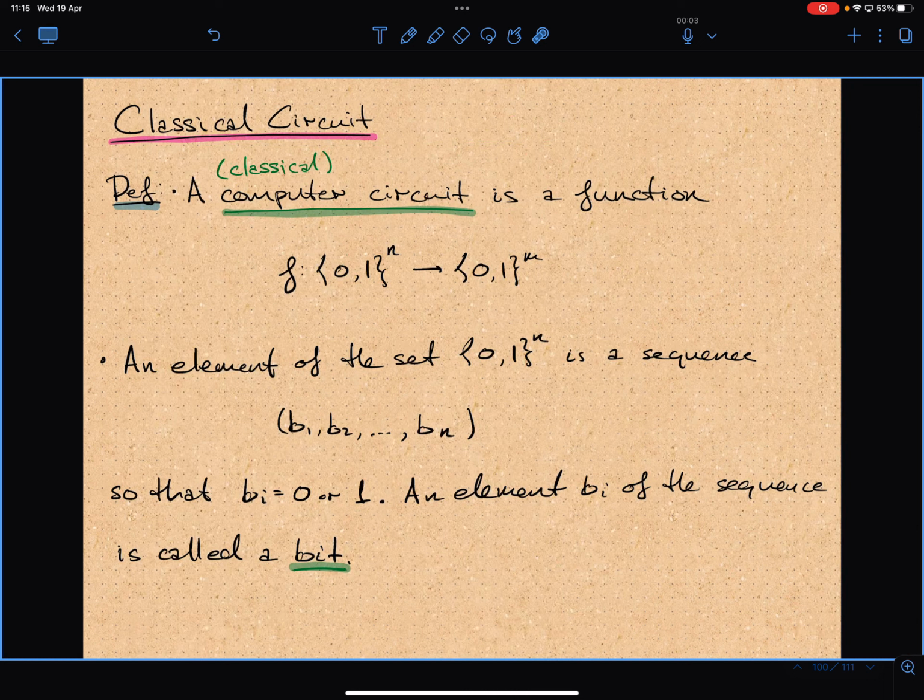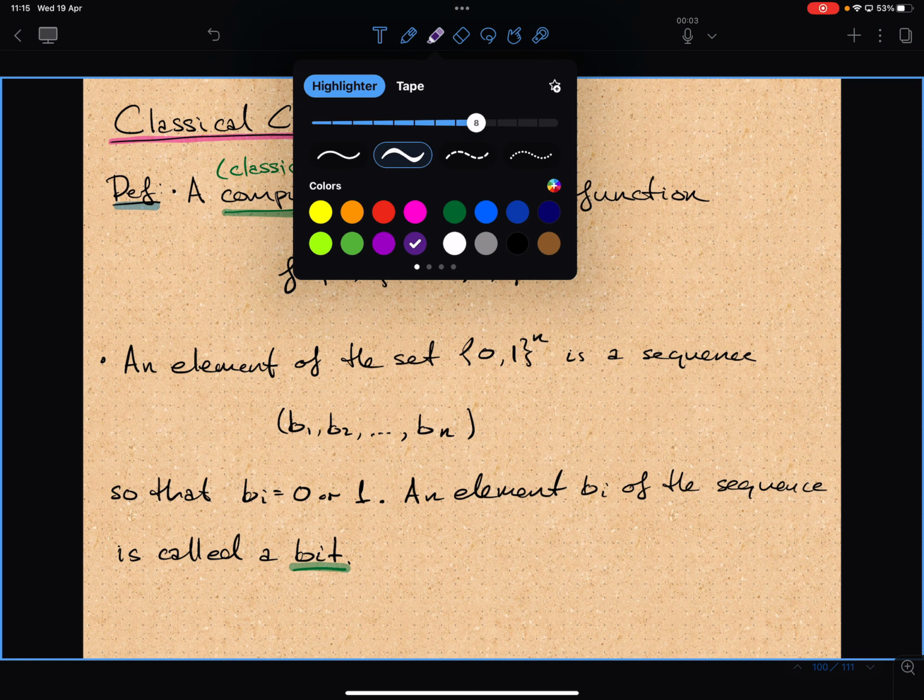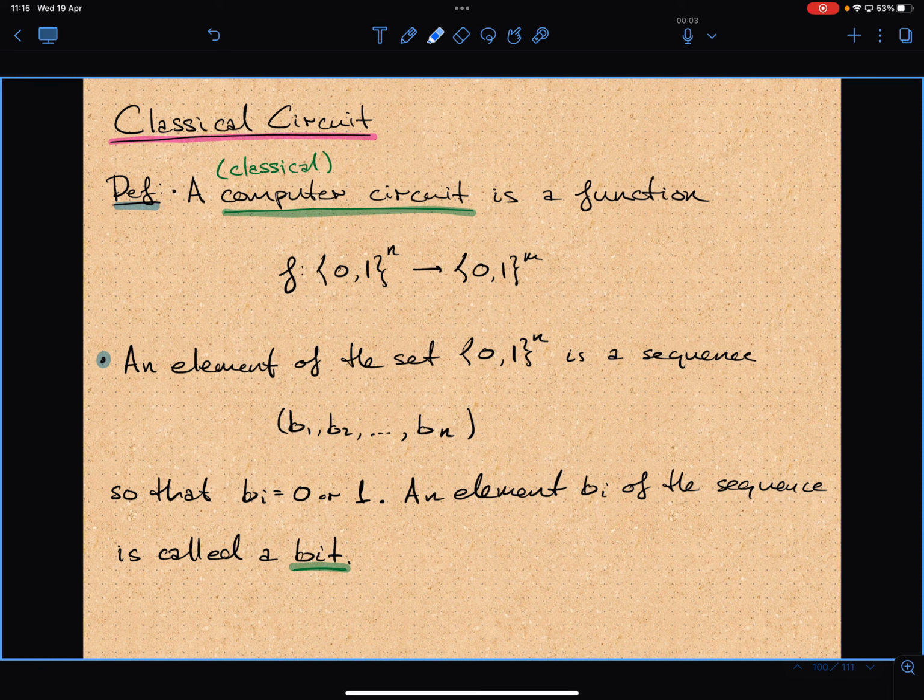All right. So let me take a step back and go through classical computer circuits. Here I take a specific definition of a computer circuit, which is how I'm going to generalize the definition from a circuit to a quantum circuit. Its basic essence is that a computer circuit is a function from this set of zeros and ones to this set of zeros and ones. This set is just a sequence b1 through bn of zeros and ones. And here it's also just a sequence of zeros and ones. Each bi is a zero or one, and each element of the sequence is called a bit. So this is the essence of a computer circuit.